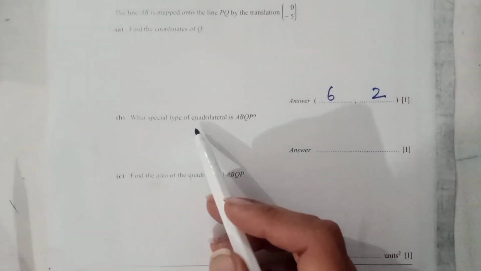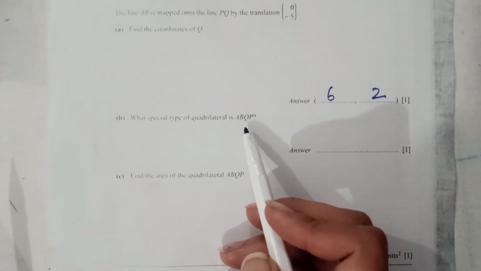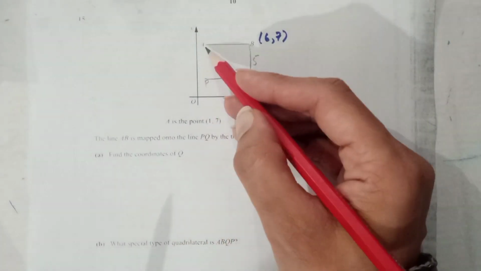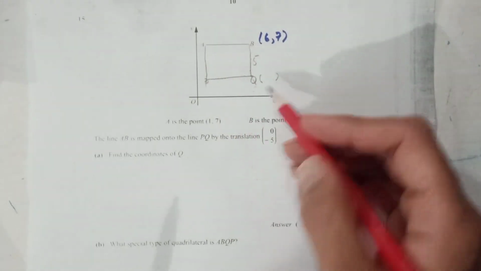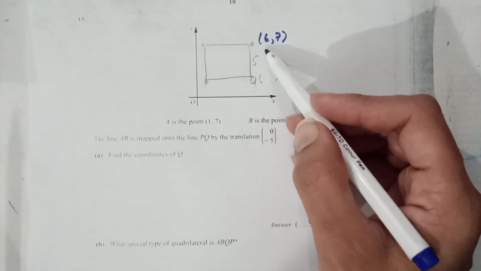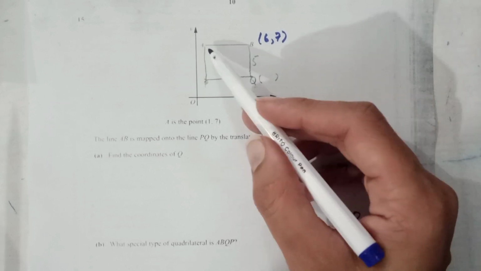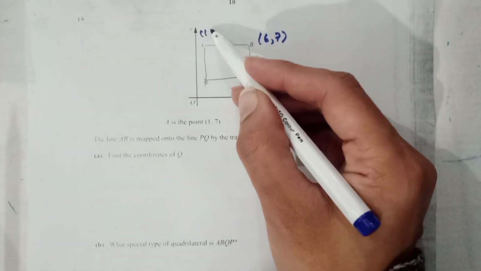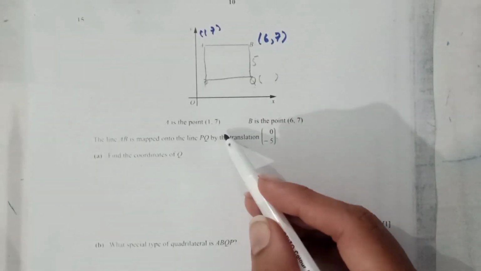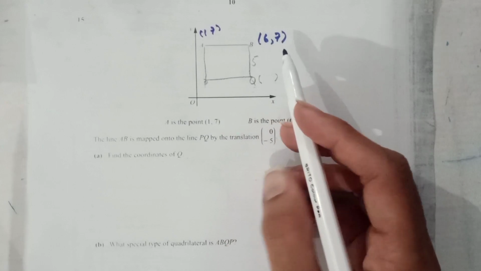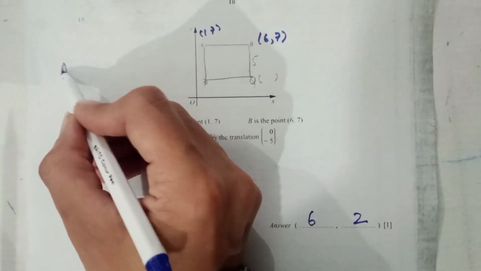Now students, which special type of quadrilateral is ABPQ? The question is which type of quadrilateral this ABPQ is. Now students, we know that this distance is equal to 5. We have to find the distance AB. Both coordinates are provided to us, this is 1 and 7. Now we find the distance AB by applying the distance formula.